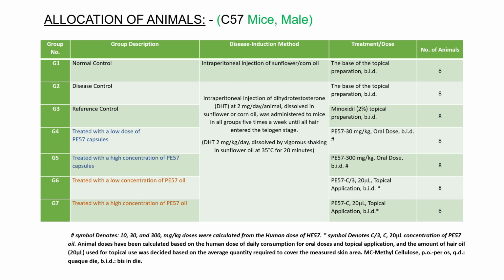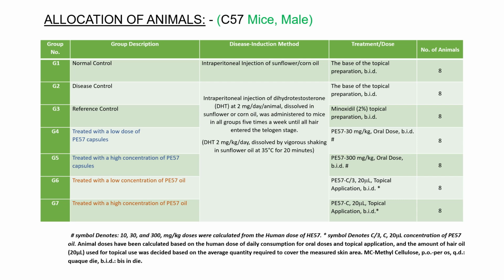You have to dissolve it with vigorous shaking in sunflower oil at 35 degrees Celsius for 20 minutes. So you can easily dissolve DHT in sunflower oil. Otherwise you can use corn oil. It's a second option, but sunflower oil is easily available in India, so you can use sunflower oil here.